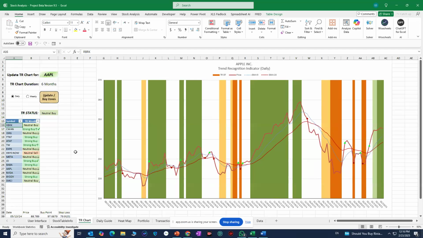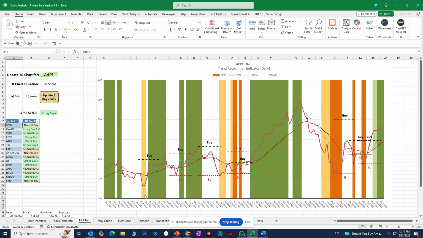It automatically updates the Apple chart here, and maybe I was putting in the wrong symbol. So for the last 6 months on the daily chart, you see, but it's not giving us the buy zone. So let's update the buy zones here. Press this button, and it will update the chart for the last 6 months to identify the buy and sell area for Apple.